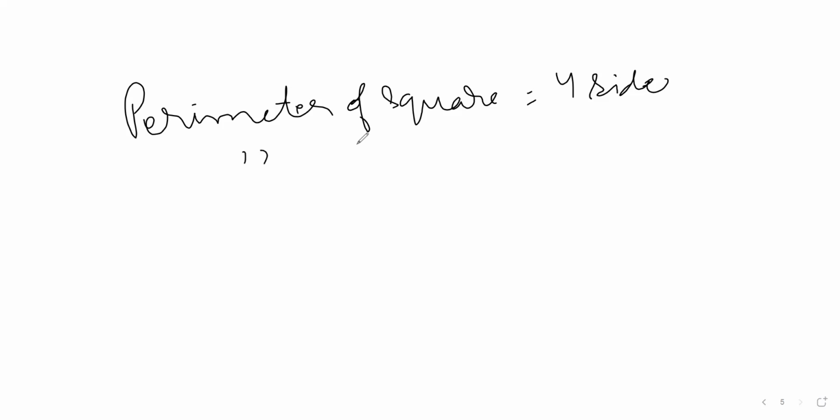And what is perimeter of rectangle? Perimeter of rectangle is 2 times of length plus breadth. Okay, because 2 times you add length, 2 times you add breadth, and in this way you go around the complete rectangle. Okay, so this is easy. Now we move on to area.